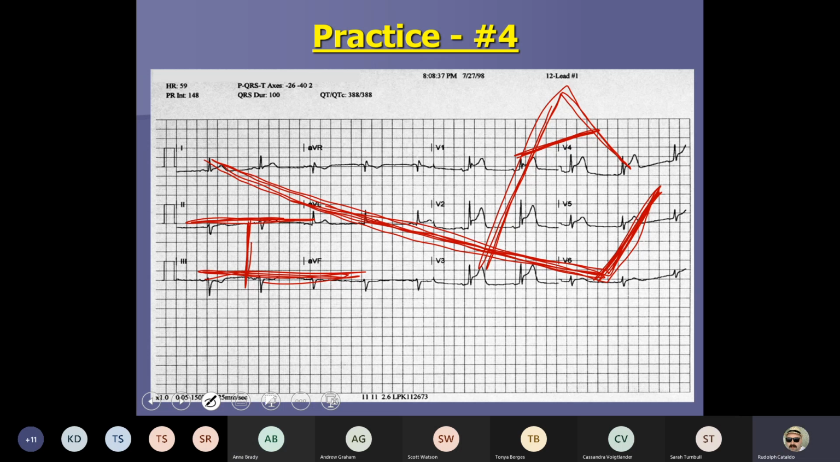Another one is ISAL: inferior, septal, anterior, and lateral. Or some people will just say SAIL. And that's how they remember the different parts of the heart. So whatever works for you, I don't care. Just remember what leads look at what.